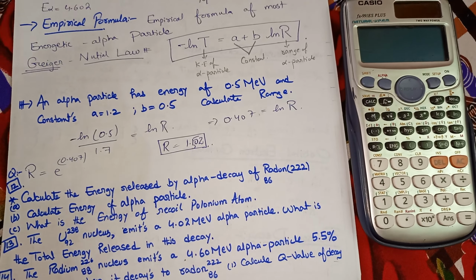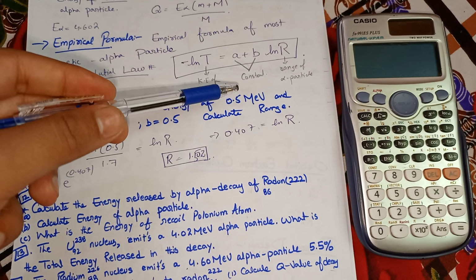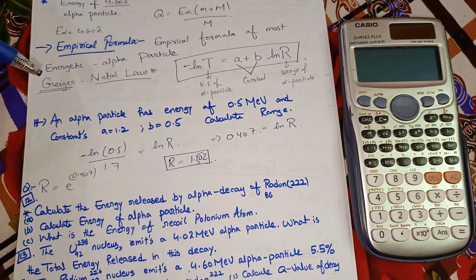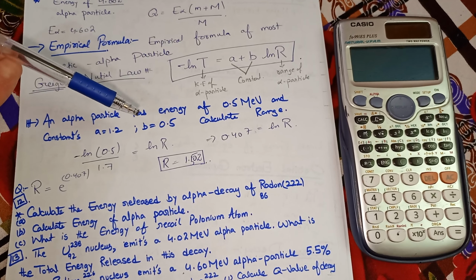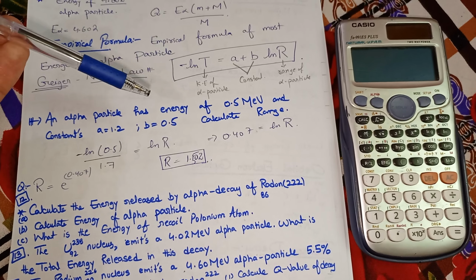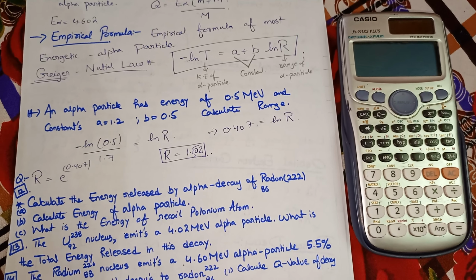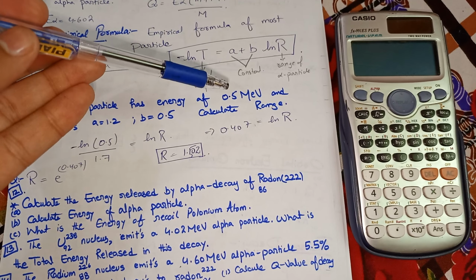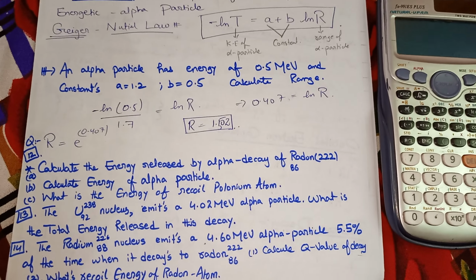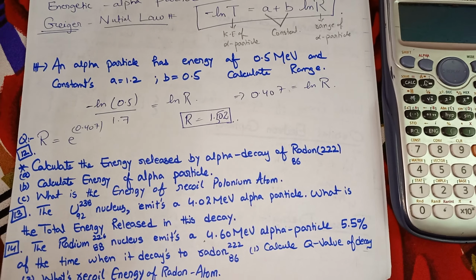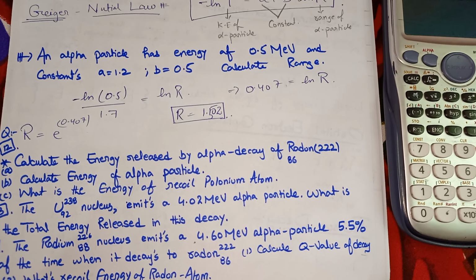An alpha particle has an energy of 0.5 mega electron volts, and a constant value A equals 1.2, whereas B equals 0.5. So the value of the constants is given, and the alpha particle energy is also given, that is 0.5 mega electron volts. You have to find the range. So how can you find the range?